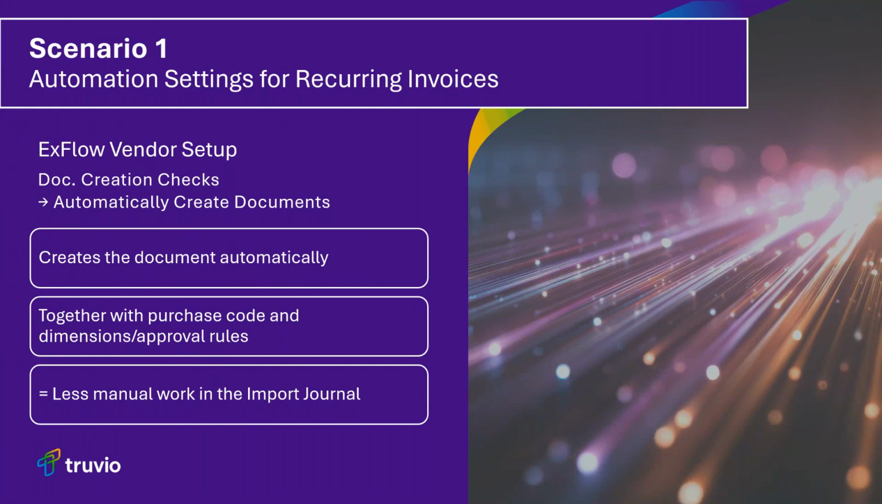You do not have to activate these settings for all vendors. In ExFlow, we can use vendor-specific settings to automate large parts of the flow. So instead of doing the same things over and over again, the system can do that for you. Here we can use settings such as automatically create documents. You find it under ExFlow vendor setup and then document creation checks, and it's called automatically create documents. And I will show you on the next slide where you can find this.